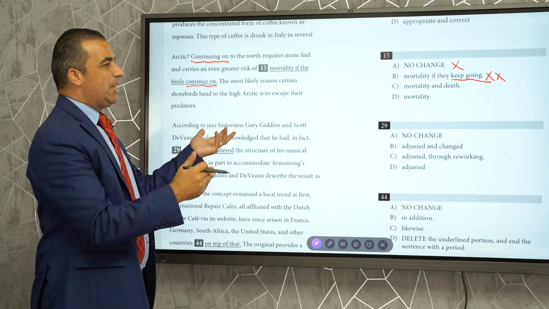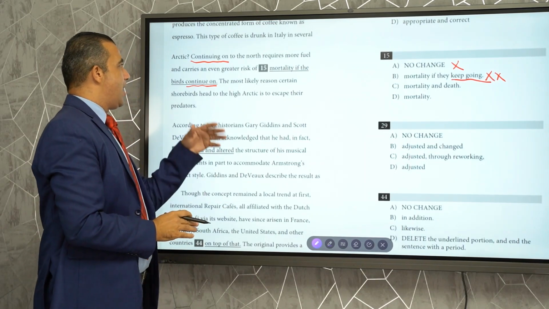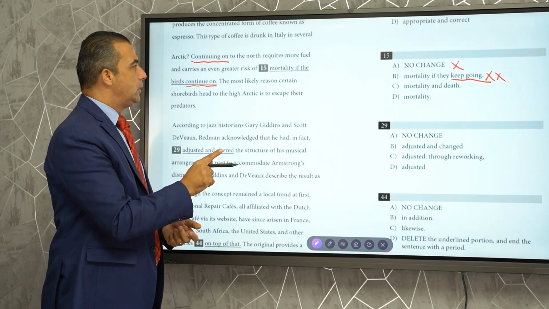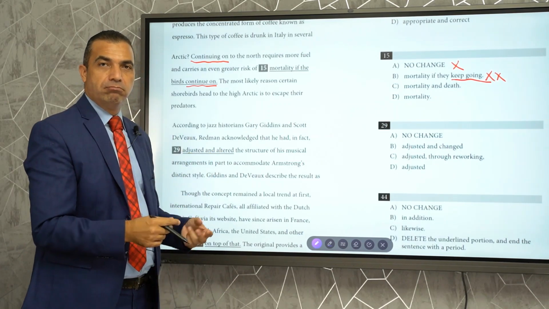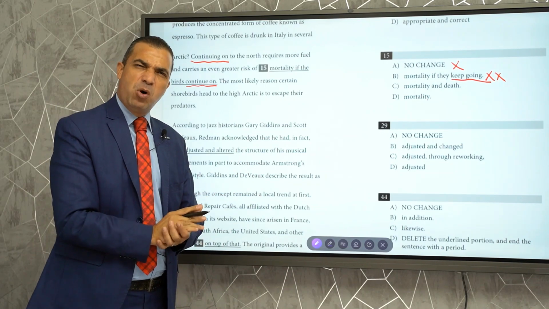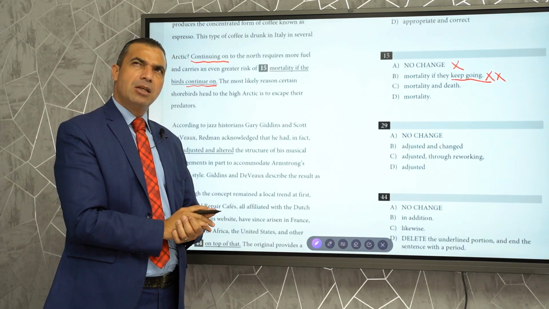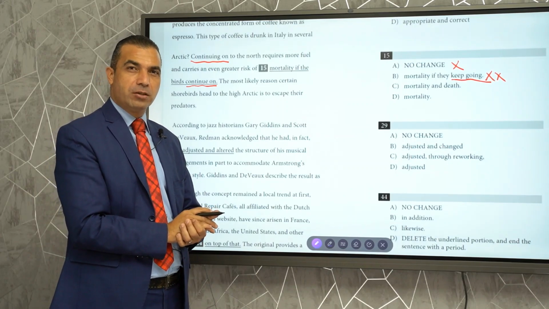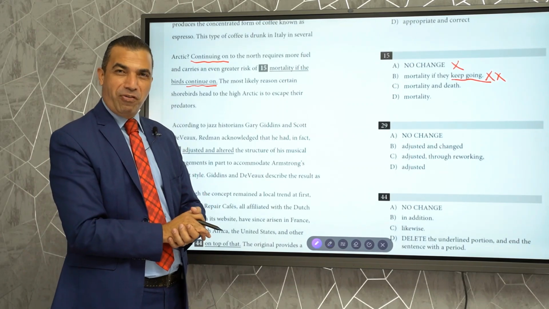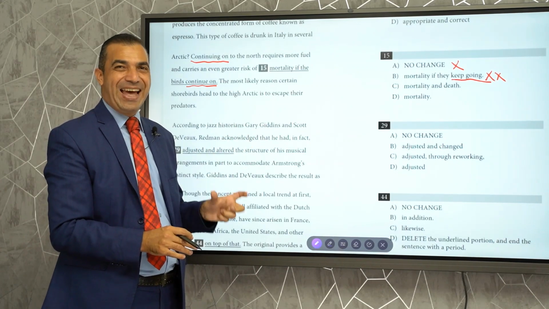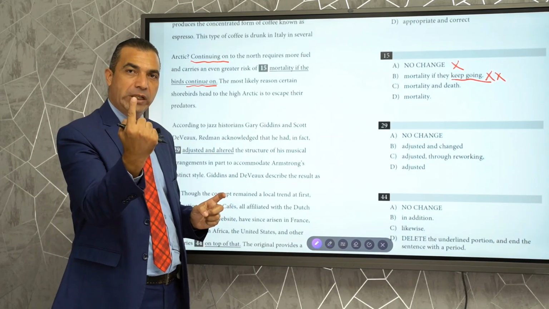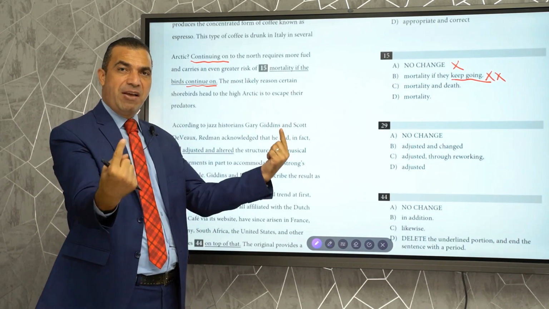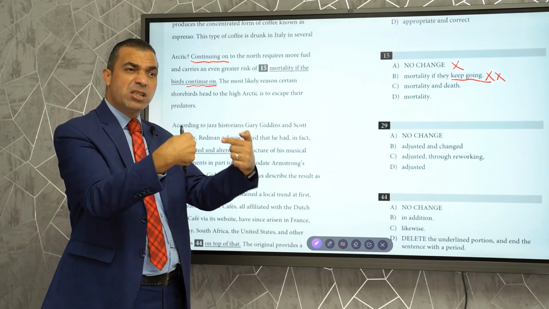Okay, what about C? Can I say, and carries an even greater risk of mortality and death? Mortality and death. Can I say smoking leads to mortality and death? Is it correct? Of course not. Of course smoking leads to death, or smoking leads to mortality. I can use only one word, either death or mortality, but I can't use death and mortality. Again, you are making a redundancy here.